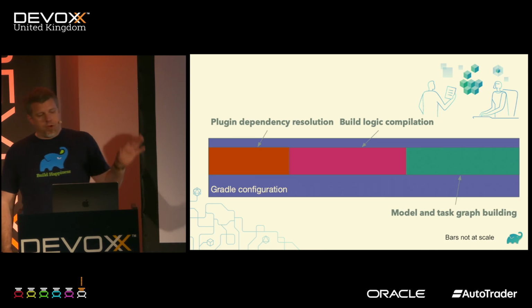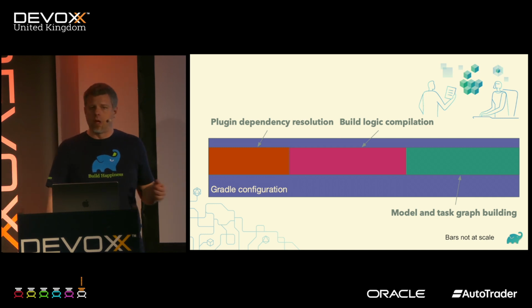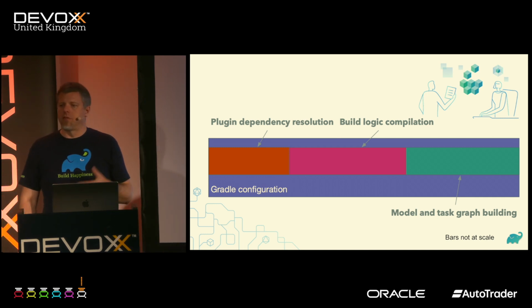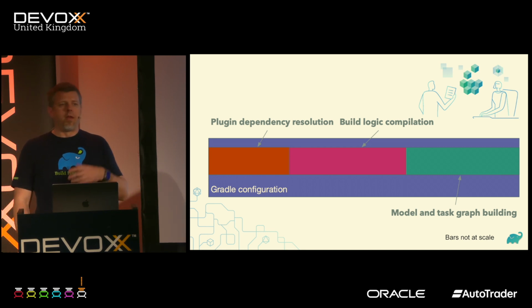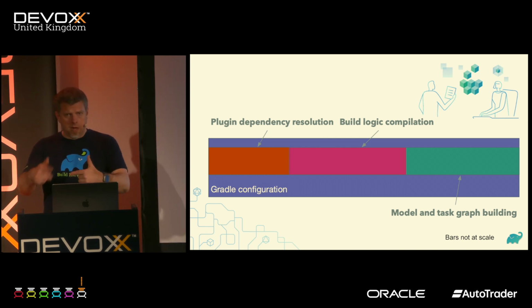Then, during the configuration phase, we have to do plugin dependency resolution. The way you extend the capabilities of a Gradle build is by declaring plugins. Those are effectively binary jars that you download from a repository. We have to resolve that graph of dependencies. Then we need to compile the build logic.